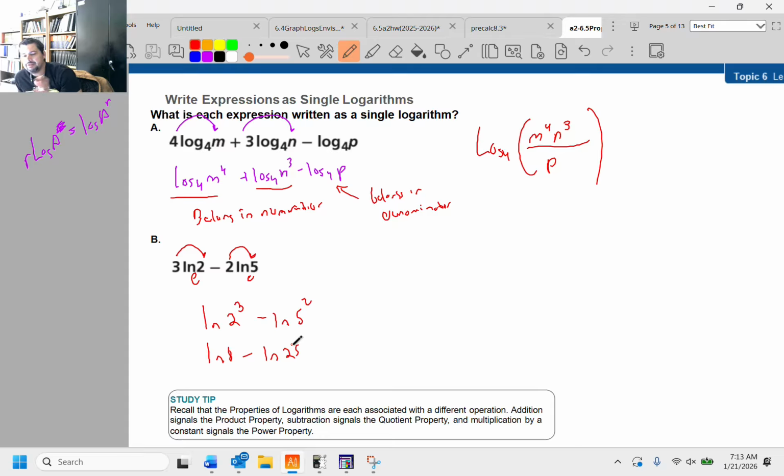Now, do not do 8 minus 25. Don't be that kid. I've seen that kid every year. The kid's always wrong. He might be in my class twice. Anyways, if it's positive, numerator, negative, denominator. So this is equivalent to the natural log of 8/25. Positive numerator, negative denominator. And are they the same thing? Well, of course they are.